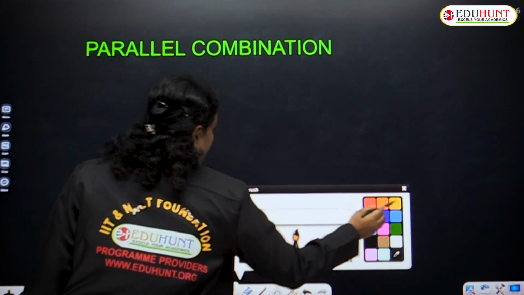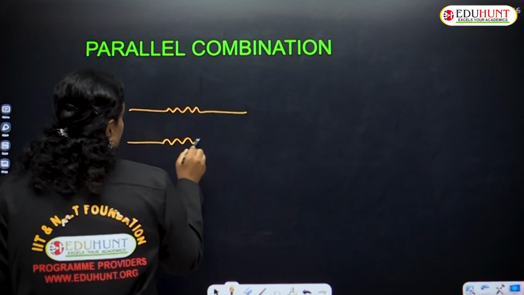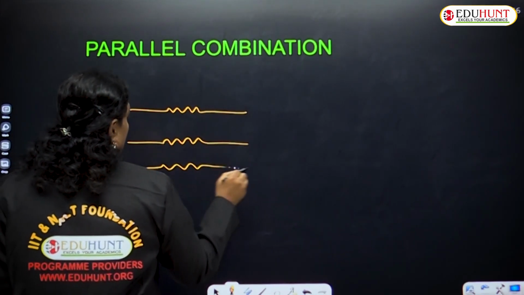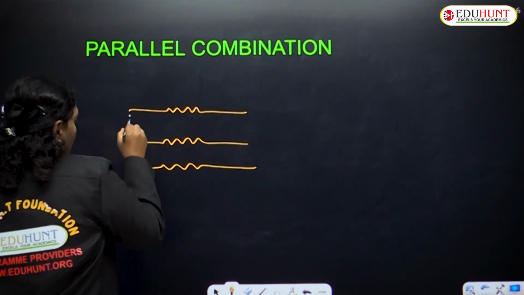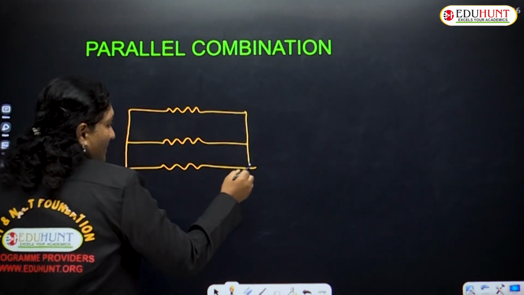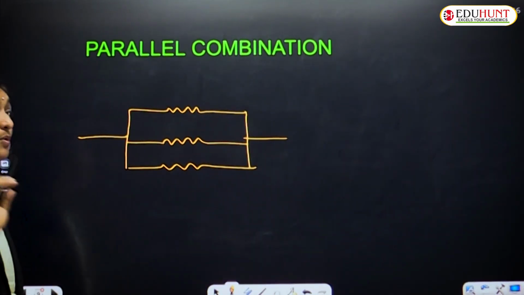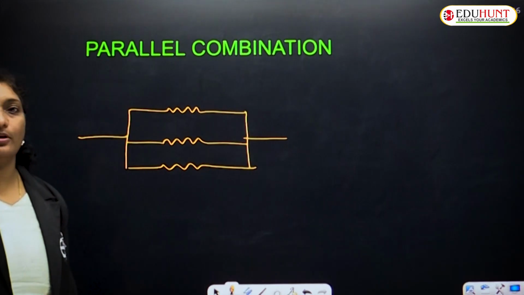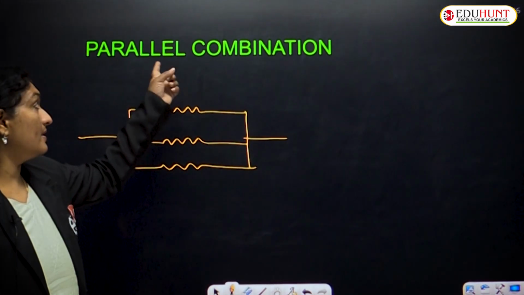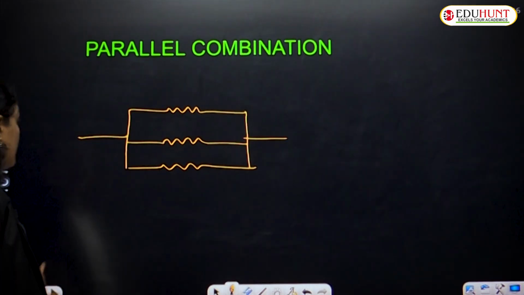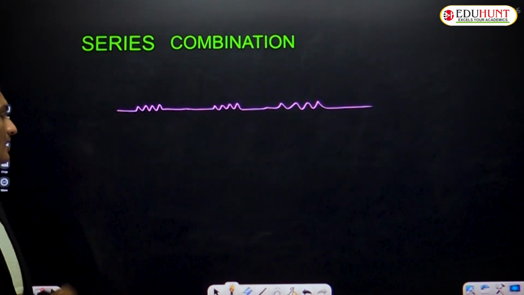In the parallel combination, the resistors are all arranged one after the other and all three are joined in such a way that something like this. The same potential difference is maintained across the two ends. Same potential difference across the two ends indicates your parallel combination, and the same current across their ends indicates your series combination.